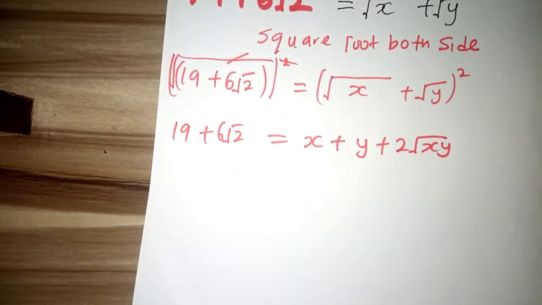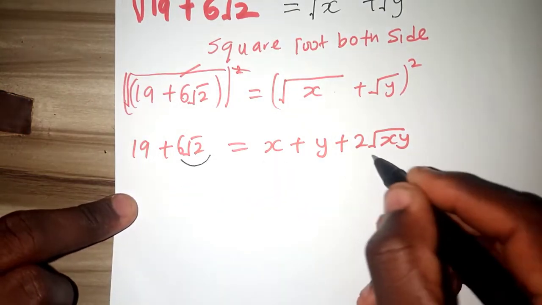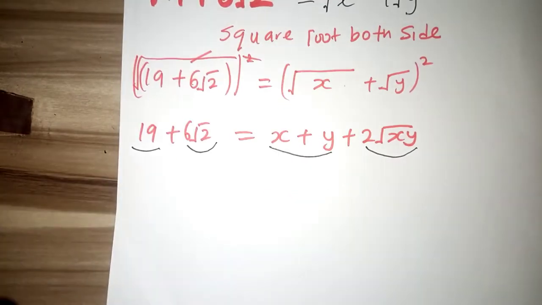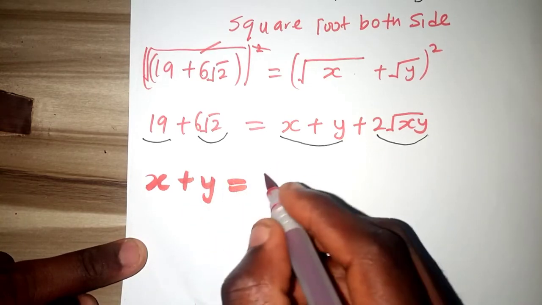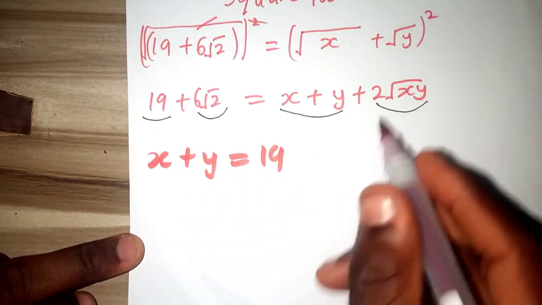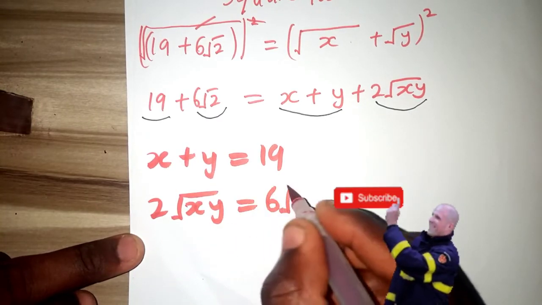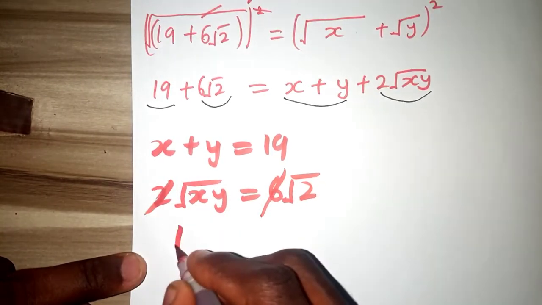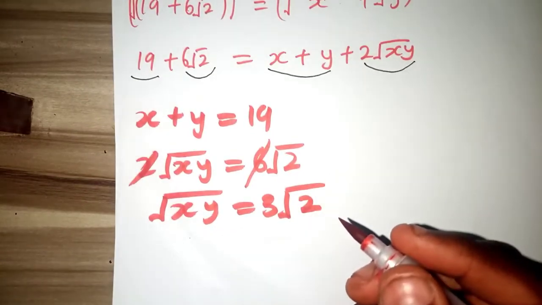There is something important that you need to take note of here. Notice that this side has a root, but this side does not. So we want to compare the coefficients. For us to compare the coefficients, x plus y equals 19, and 2 root xy equals 6 root 2. Now we can divide both sides by 2, then we have root xy equal to 3 root 2. I hope you are following me.